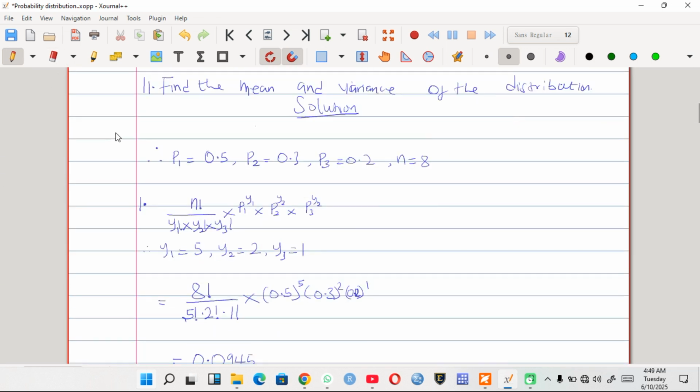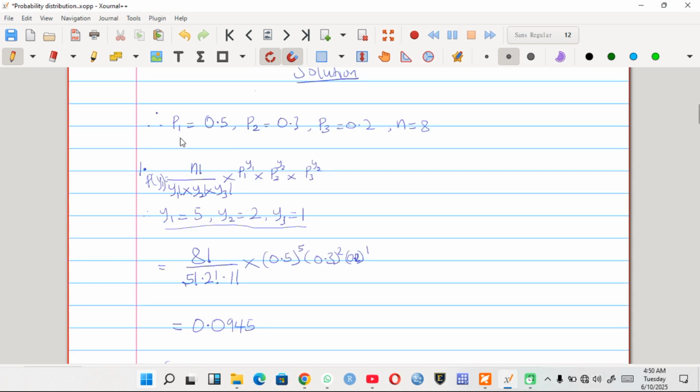So let's come here, and yes, I've listed that here, as you can see, right? So right now, what you have to do is to write our PMF nicely. That's n factorial divided by y1 factorial times y2 factorial times y3 factorial, all times p1 raised to the power y1 times p2 raised to the power y2 times p3 raised to the power y3, right? So right now we have our p1, p2, p3, we have our n, and we have our y. So what we have to do is just substitute them inside our PMF, right?